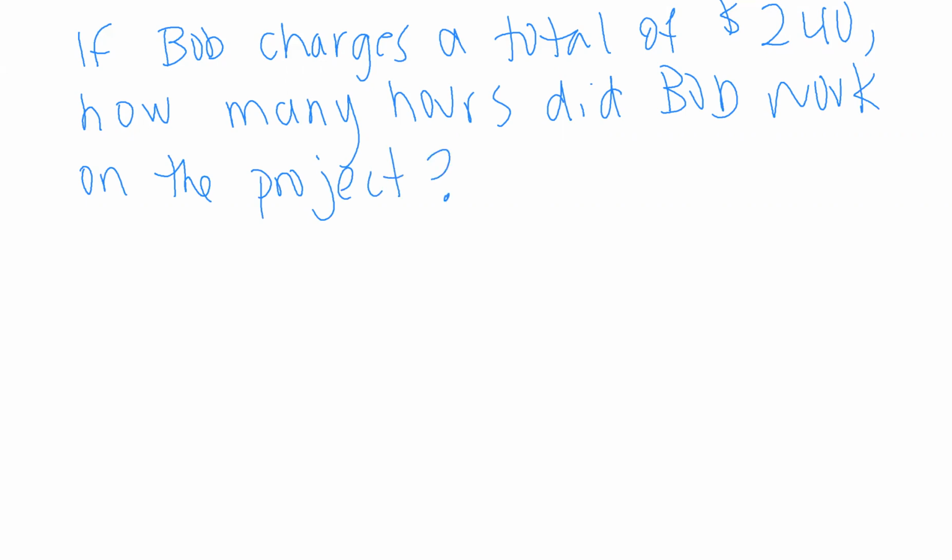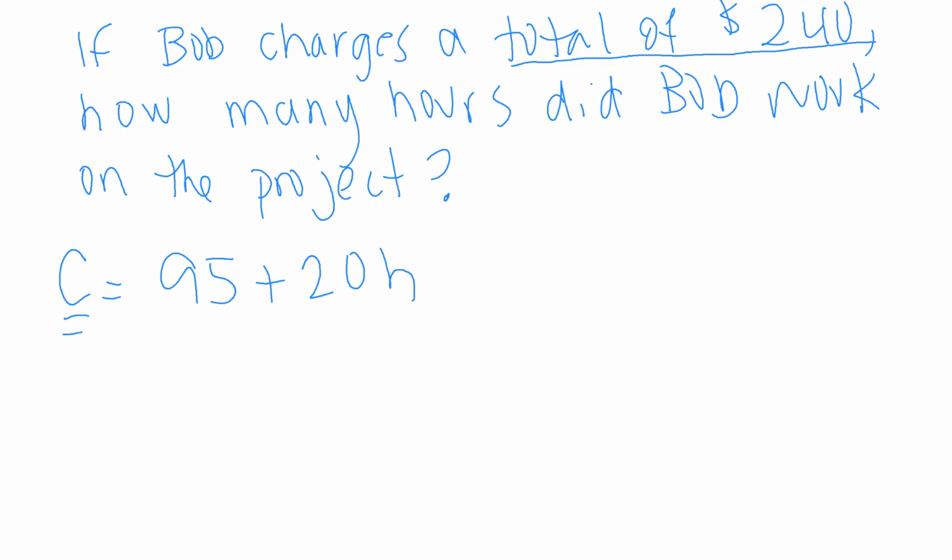Okay, well, in this case, we know the total charges. So if we bring back that formula, we know what C is. C is 240. What we don't know is how many hours it took for Bob to do this. So we don't know what H is. So let's go ahead and fill in C is 240. I had to write this up a little higher because I'm going to need a little bit of room here because we're going to have to use some algebra to solve.